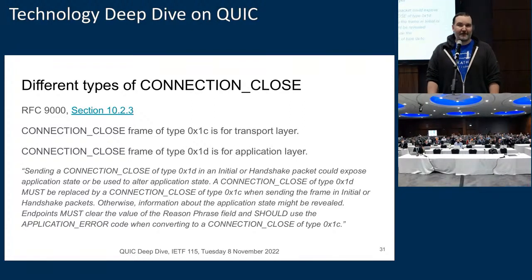There are different types of connection close. We haven't got the time to go into this, but you have a transport layer and an application layer, and they send different types. Next slide.